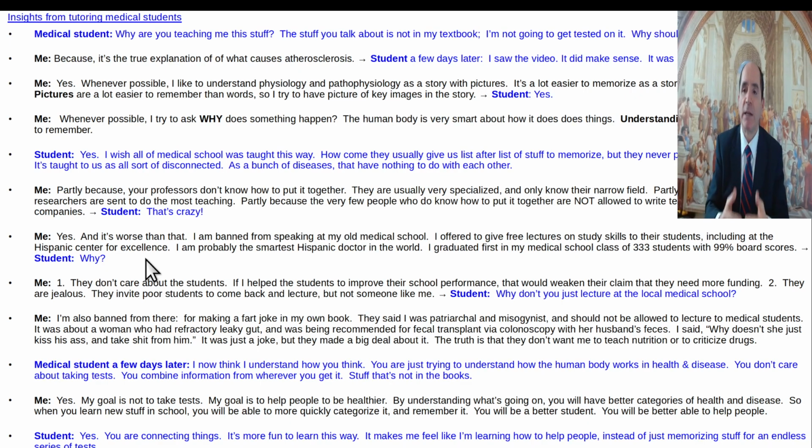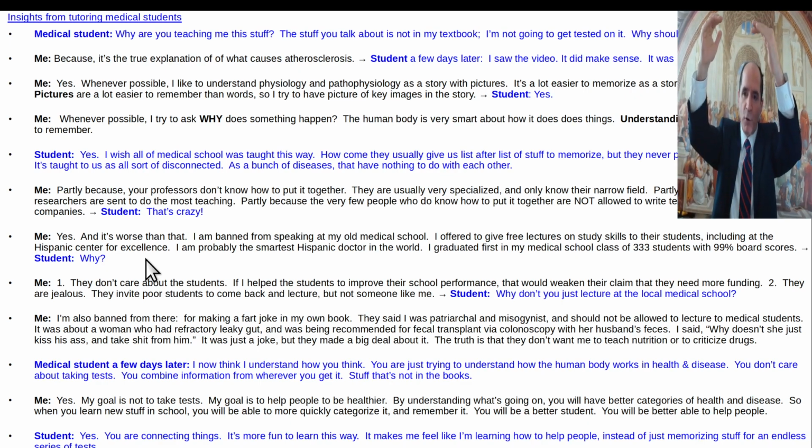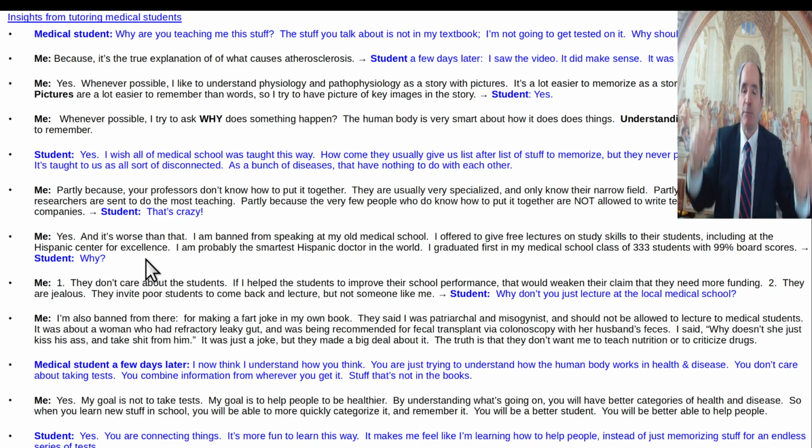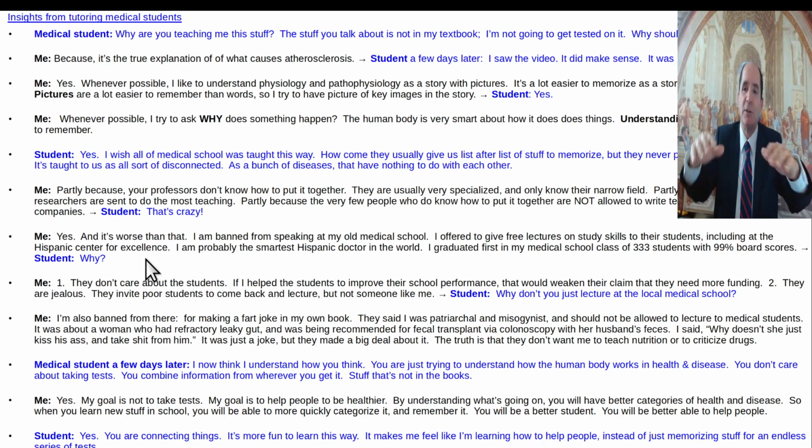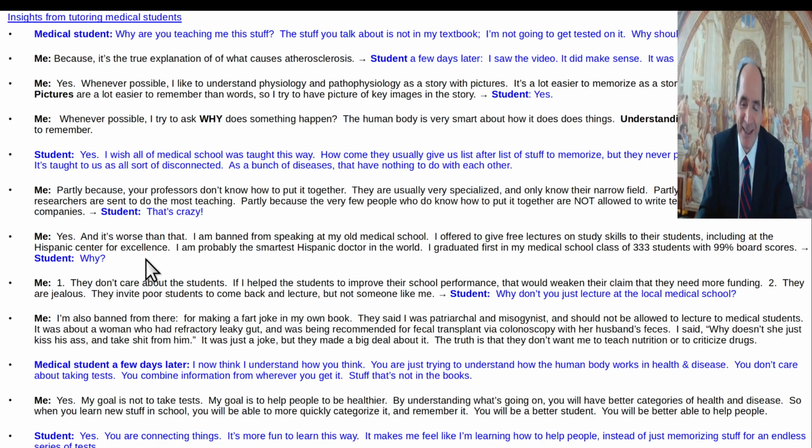Okay, if I come in there and I teach them good study skills and their academic performance starts going up and becomes the same as everybody else, then what are they going to say? They can't say they need more funding anymore. So they're not really a Hispanic Center for Excellence. They want them to do poorly so they can keep on saying they need more funding, okay? That's one of the reasons.